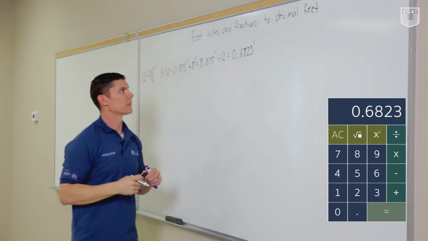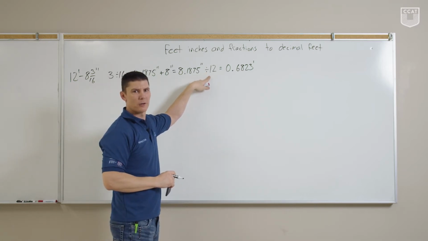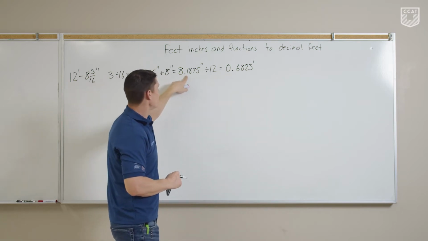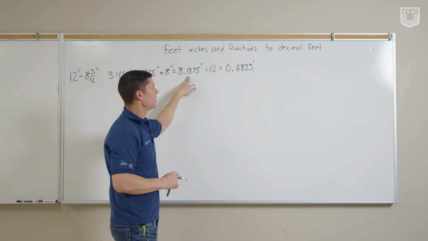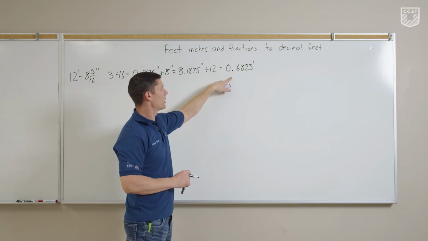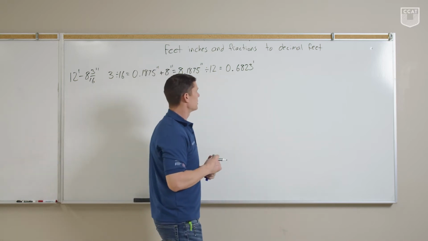0.6823 feet. This step right here is where a lot of students go wrong. I see a lot of people multiplying by 12 by accident, and then you're ending up with a huge number right here. We know that 8.1875 inch is less than a foot, so this number has got to be less than 1. So if you multiply by accident, you end up with that huge number. Just take a step back, divide by 12, and you'll come up with the right answer.